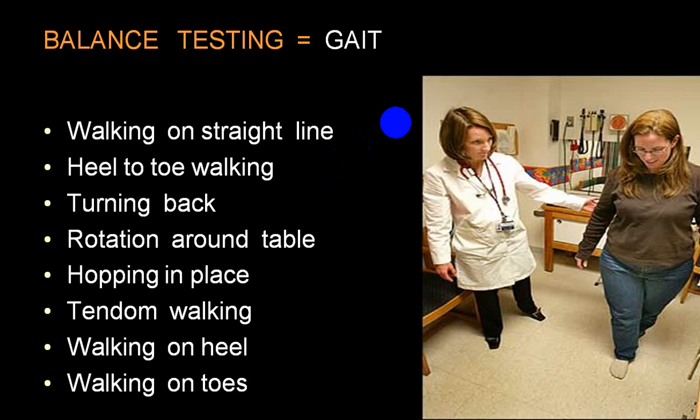I'll be uploading one video lecture on some common abnormal gaits you can see in your everyday practice. So I'll be uploading that. At present, we'll be discussing the theoretical side of that.